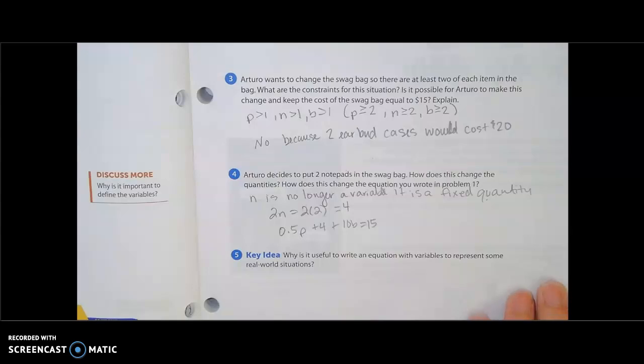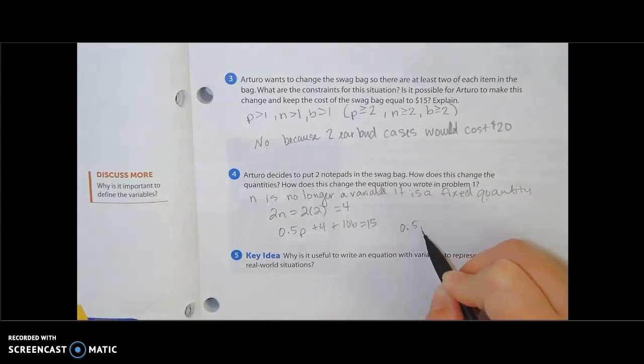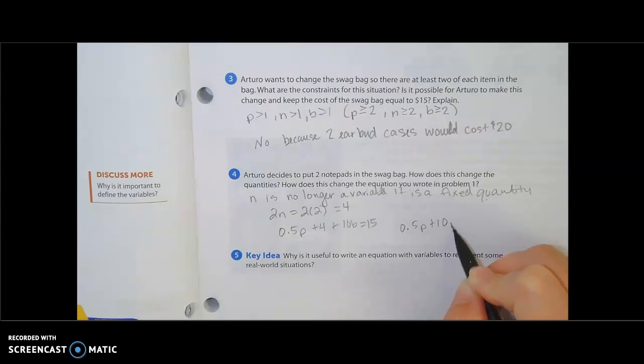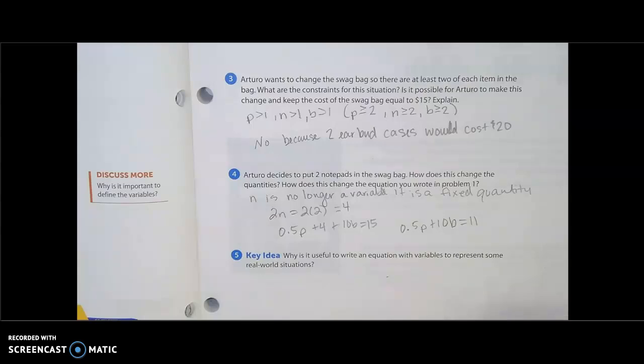The other way we could look at this is that this is going to become 0.5p plus 10b equals 11. Because these two, not 10p, 10b, I'm struggling today, 10b would equal 11 because I can subtract the 4 over. And so both of these would be equations that we could write.